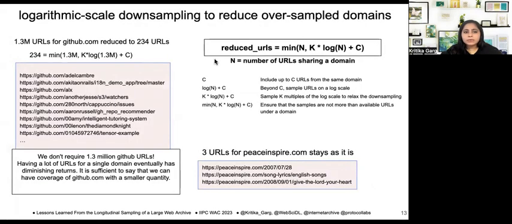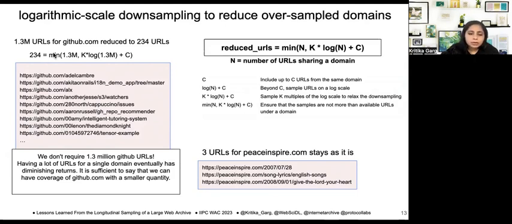We devised this equation for logarithmic scale downsampling to reduce these oversampled domains. The reduced URLs is equal to the minimum of n comma k times log n plus c, where n is the number of URLs sharing a domain. For example, we had 1.3 million URLs for github.com, but we don't need 1.3 million URLs for just one domain. Having a lot of URLs for a single domain eventually has diminishing results. It is sufficient to say that we can have a coverage of github.com with a smaller quantity.